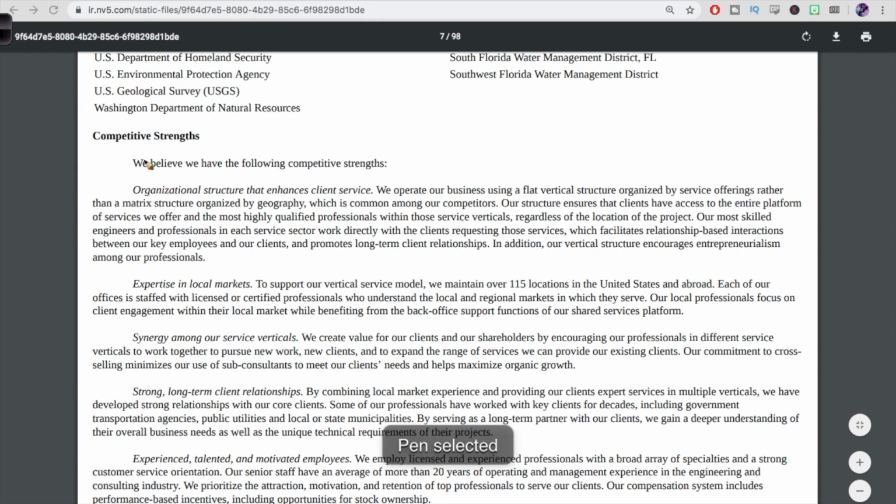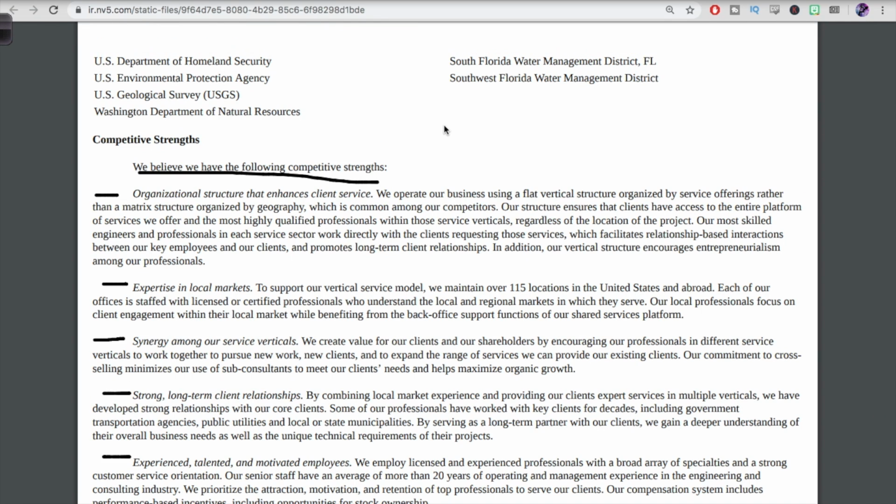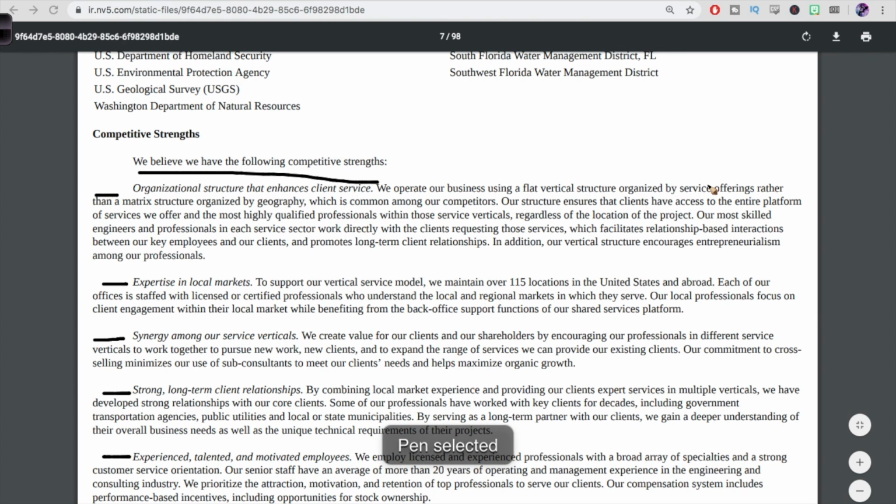So MV5 Global believes they have the following competitive strengths: organizational structure that enhances client service, expertise in local markets, synergy among service verticals, strong long-term client relationships, and experienced, talented, and motivated employees. A company will tell you its competitive advantages, but as an investor, it's your job to determine if those competitive advantages are real enough that they will ensure that the company will have continued success and will keep growing. So I'll give you an example.